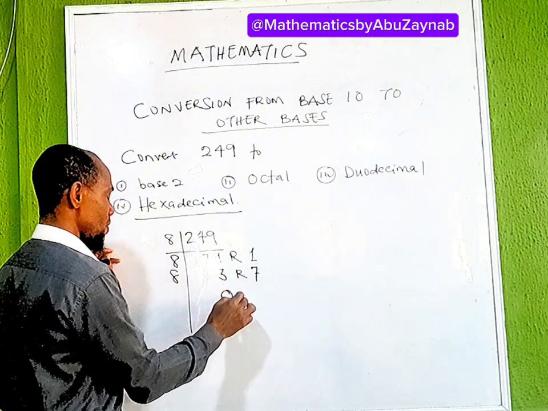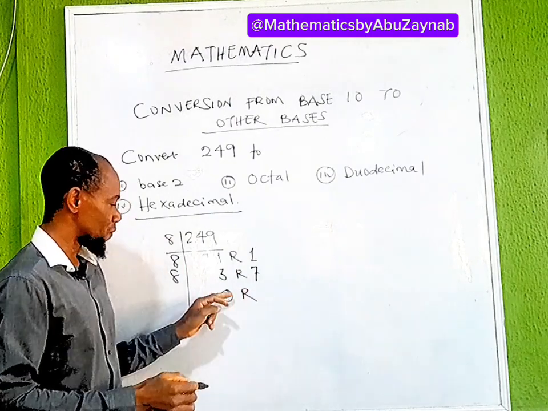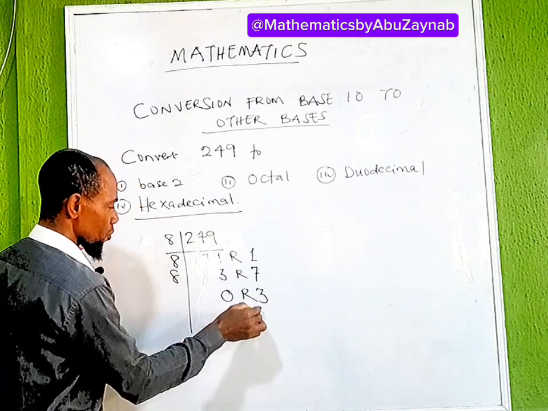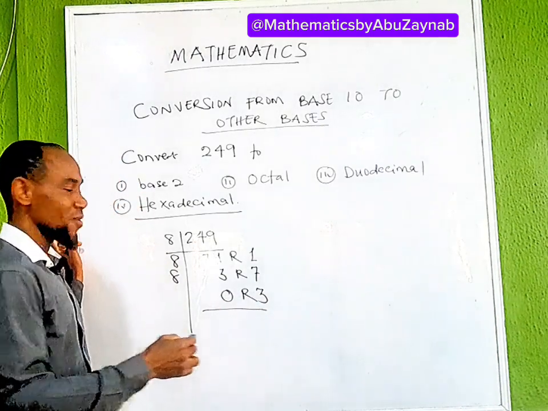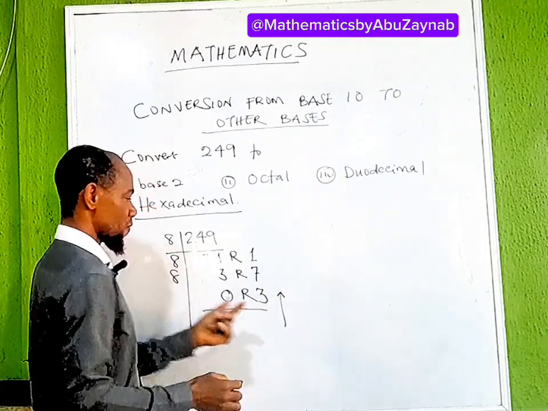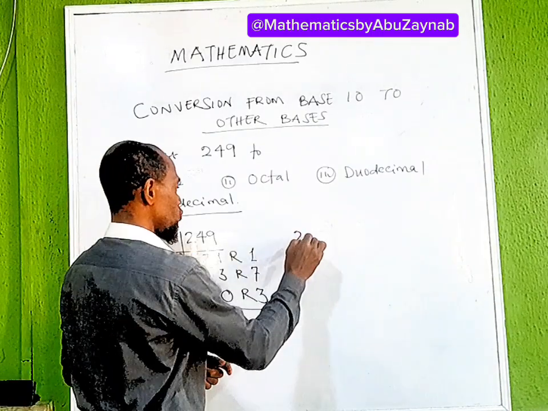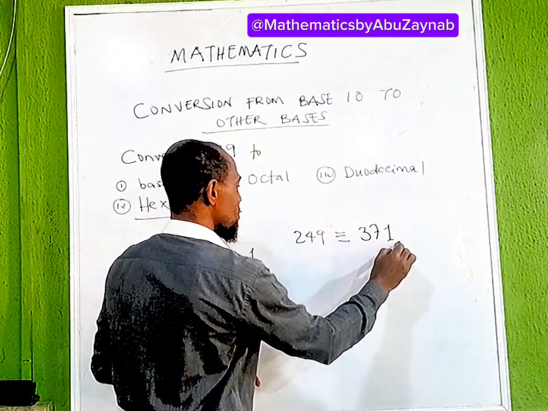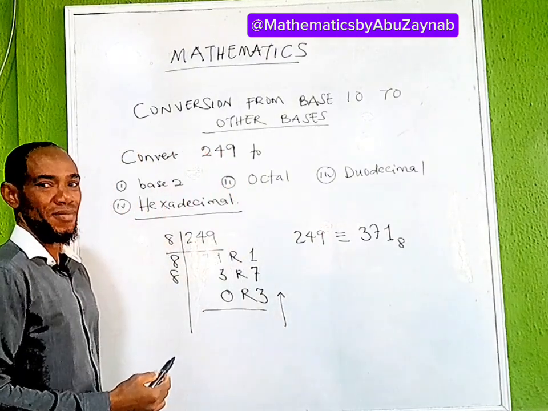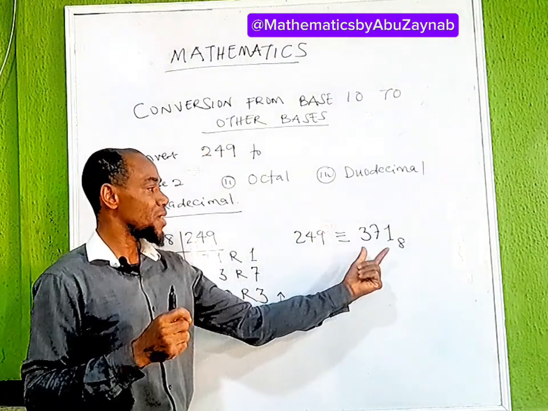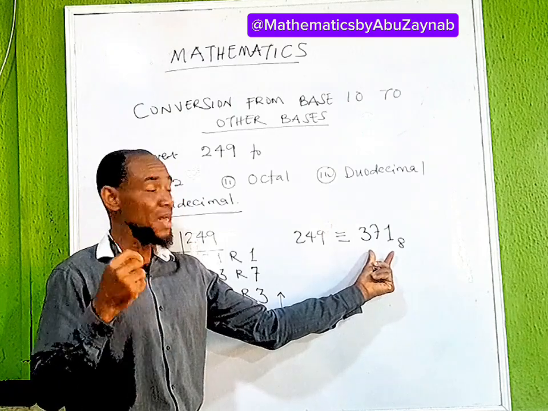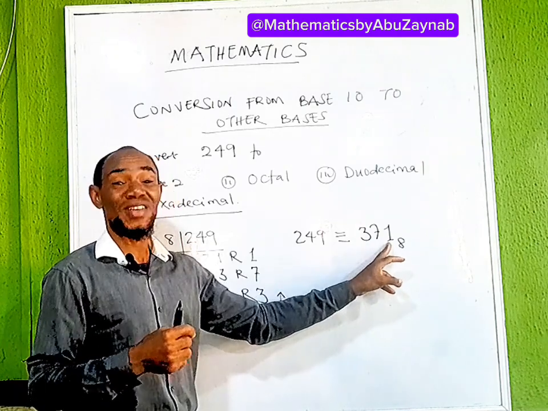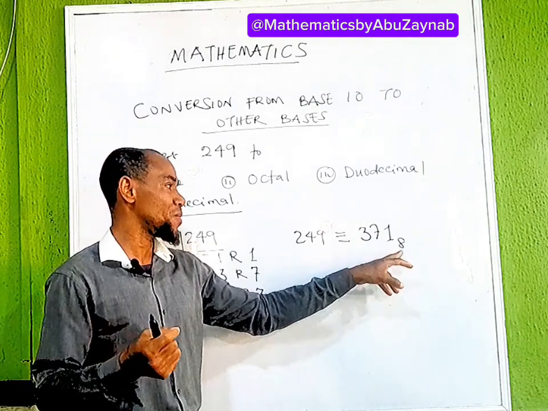We can't have, so we have 0. Don't forget, I mentioned that the number above the 0 automatically comes down here, which is 3. And remember, to get to 0, that's the end of the process. So the answer again, taking upwards, is 371. So that means 249 in base 10 is equivalent to 371. Don't forget base 8. It's very important. Many students make that mistake of forgetting to affix the base, which means you're writing 371 in base 10, and that is wrong. So you have to put the base there, base 8.